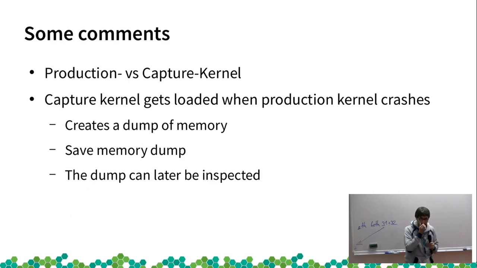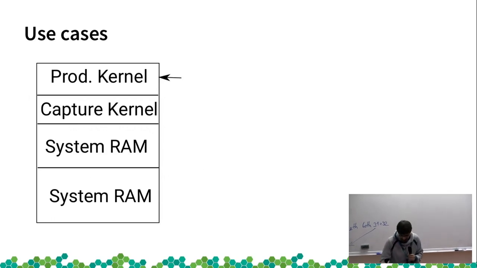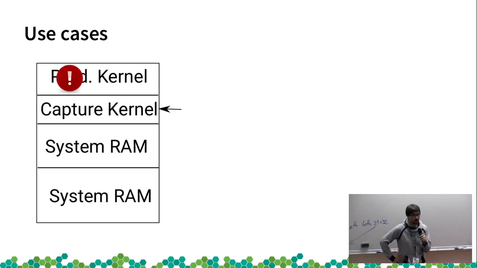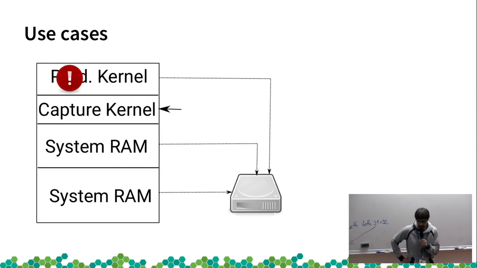Okay, some comments first. There are different ways to talk about the production system and the capture kernel, or crash kernel, or panic kernel. I will talk about the production kernel or production system and a capture kernel or capture system. The idea is that the capture system gets booted when the production system crashes. To make it more graphical, here is a really crappy graphic I made, but anyway, it's good enough. It shows the memory of the system, and the arrow shows that the production kernel is running, and then the production kernel crashes, and then the capture kernel gets started, and the capture kernel creates a dump file with the memory of the production system. So that's how it works.